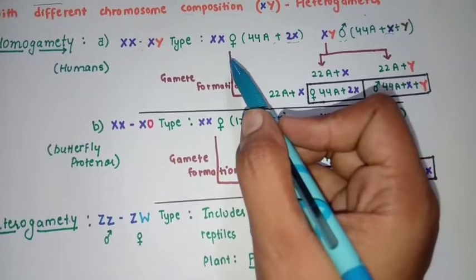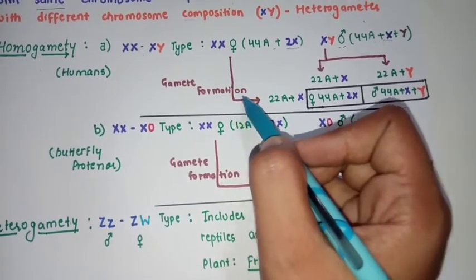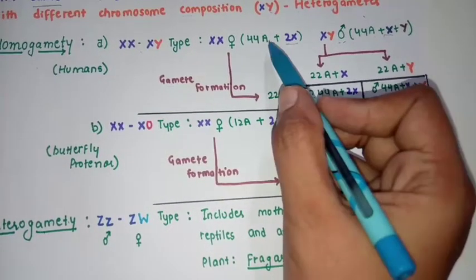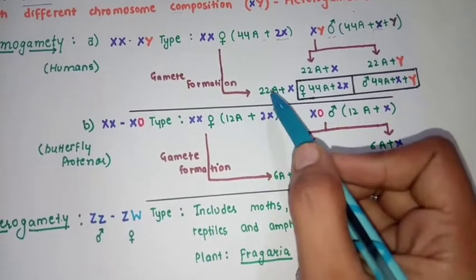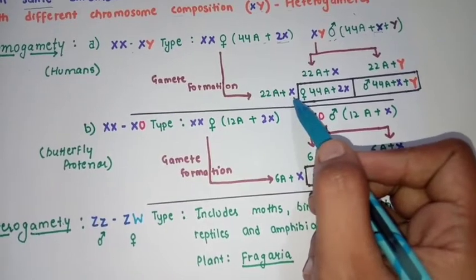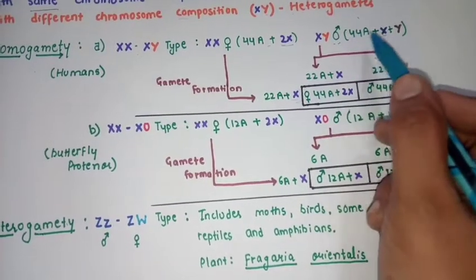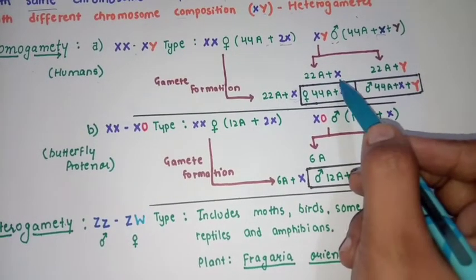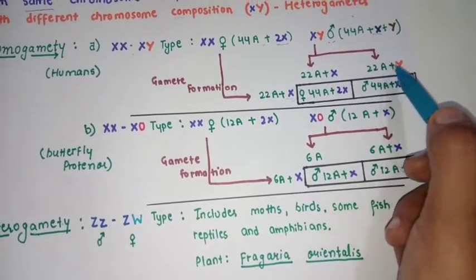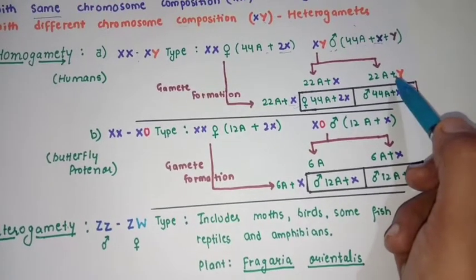And as we know, during the formation of gametes, this number reduces to half. So in the female, it will become 22 autosomes and 1 X chromosome. Also, in the male, it will become 22 autosomes plus 1 X chromosome, or 22 autosomes plus 1 Y chromosome.